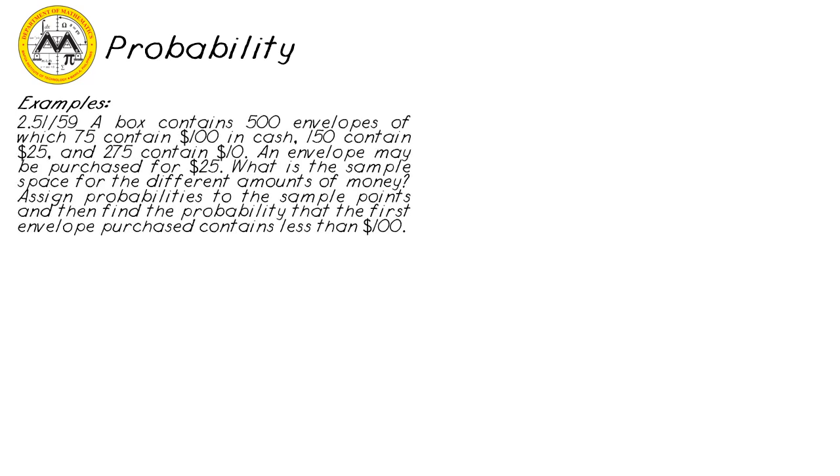Example. A box contains 500 envelopes. So we have n equal to 500, of which 75 contain $100 in cash. So for the $100, we have 75. 150 contain $25.